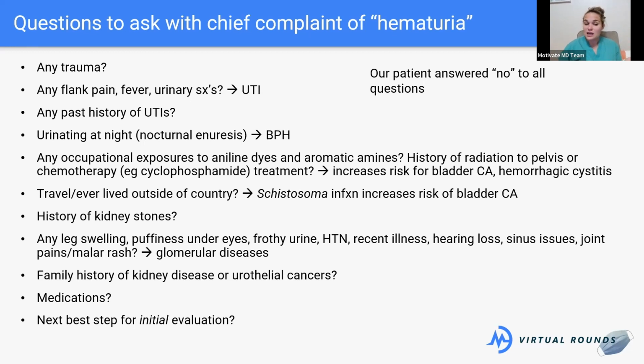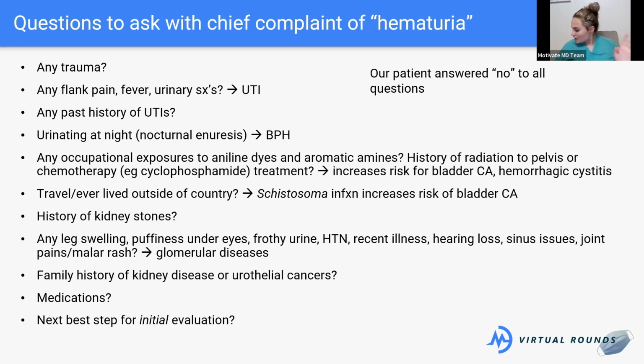Diana had mentioned kidney involvement, and that's important too. Any history of leg swelling, puffiness under the eyes, frothy urine, hypertension. We know he has hypertension, hearing loss, sinus issues. All of these are related to glomerular diseases. I'll wait to chat about that because we get to that on the next slide. Family history, again, of cancers, medications. So you guys did a good job at an overview of some of the things you'd be concerned about.